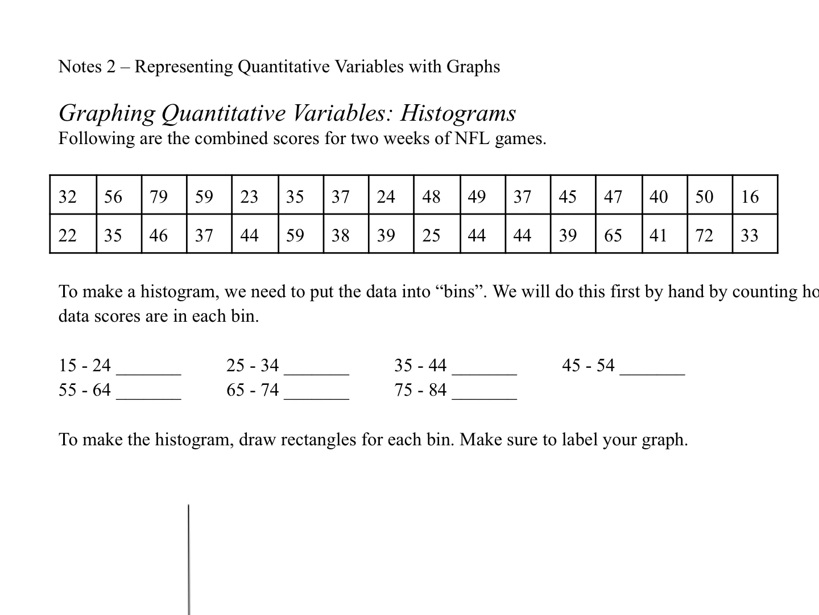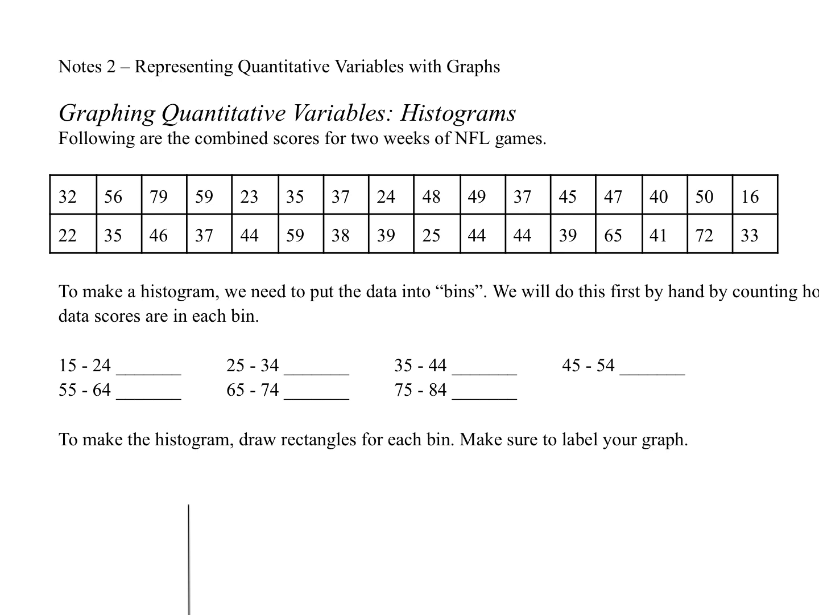So I've already predetermined the size of my bins for our example with combined scores for 2 weeks of NFL games. And I'm going to do bin sizes of 10. The first number of the bin is what is going to go along my x-axis when I graph it. So if I want to go up by 10s, 15, 25, 35, 45, etc., my previous bin can't include the first number of my second bin. So if I want to go from 15 and I want to go 10, I have to include in that range any of my numbers that fall between 15 and 24.